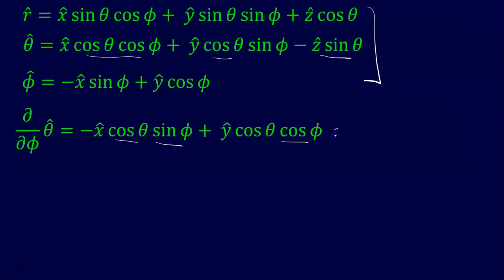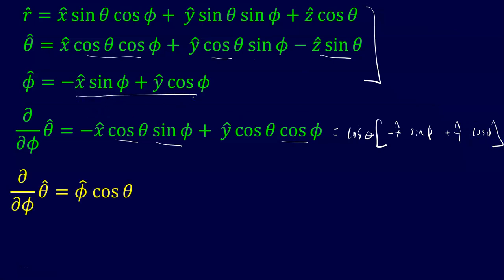And what I can do is I can just play around with this, and so say cosine theta, and then this equals negative x hat sine of phi plus y hat cosine of phi. So it actually ends up being this guy here. And so from this, I can write d phi theta hat is equal to phi hat times cosine theta.